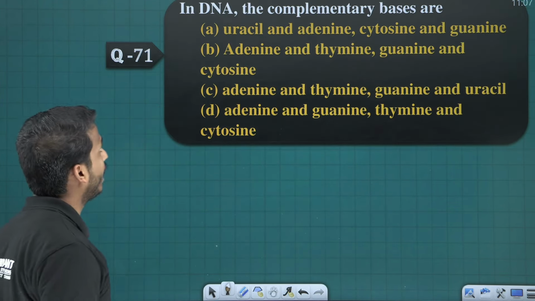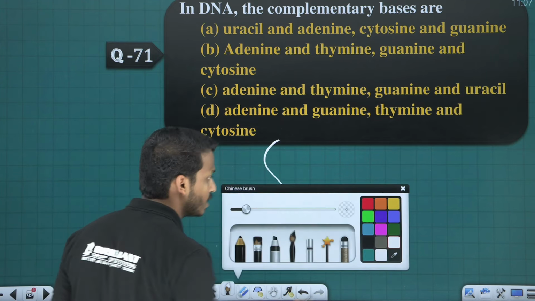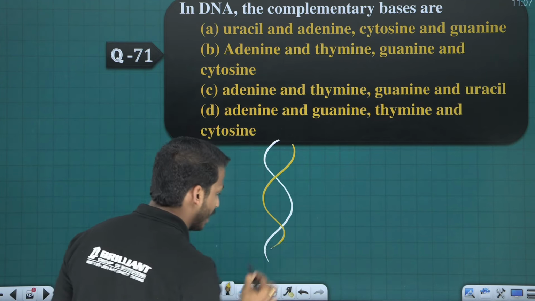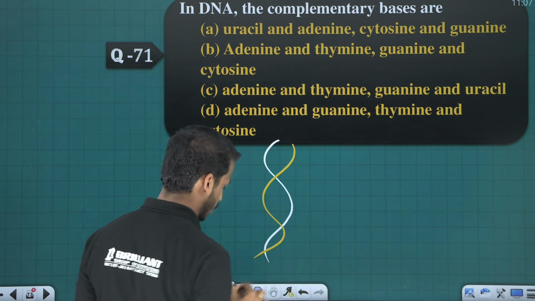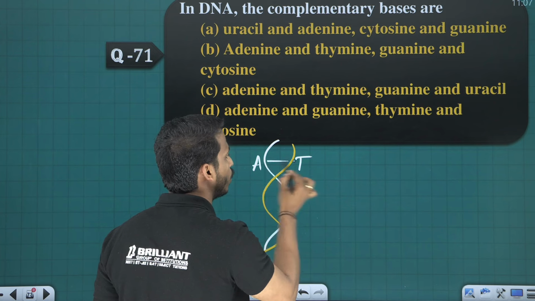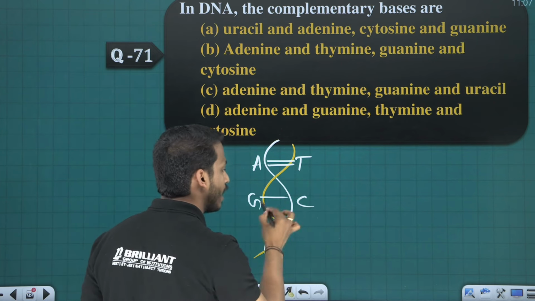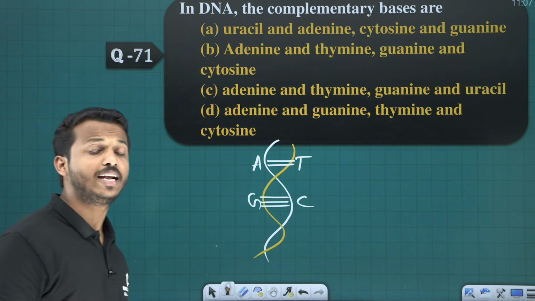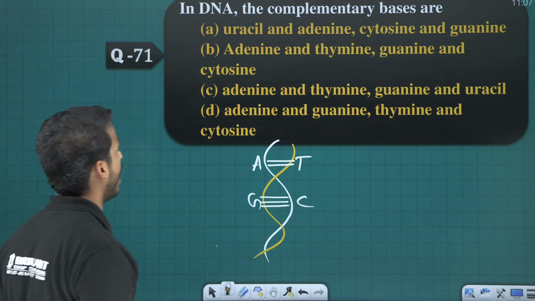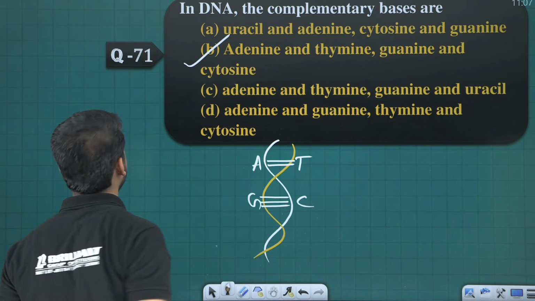71. In DNA, the complementary bases are: if one strand is this, the other strand is this. In one strand, if adenine is there, the other strand is bonded to thymine through a double bond. If one strand contains guanine, the other strand is bonded through cytosine. ATGC, this is the pair. Adenine and thymine, guanine and cytosine.